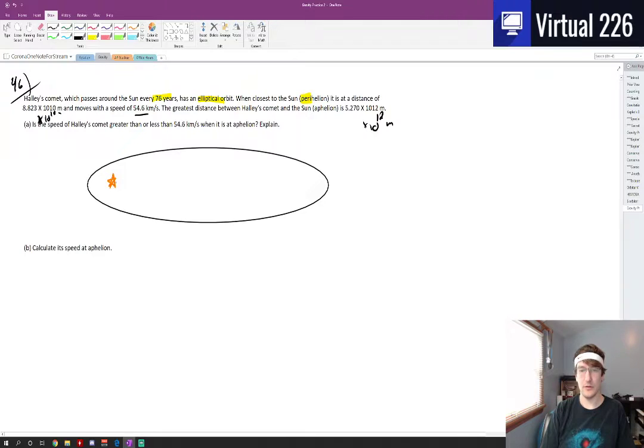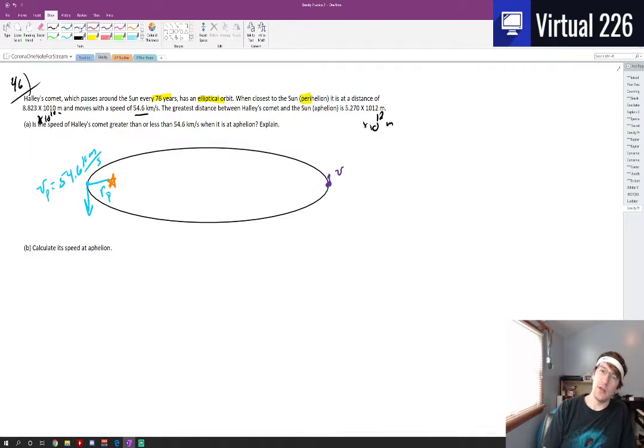Here is our sun. When Halley's Comet is at closest approach here, it has a velocity of 54.6 kilometers per second. That is super fast. Okay, it's zipping around the sun. It is also at this closest position, so we'll call this RP, the distance of perihelion. Whenever it is way far away, all the way out here, this is the aphelion point, and it still has a velocity out here. But if we think about this, the comet is like falling in towards the sun, but it misses the sun and zips around.